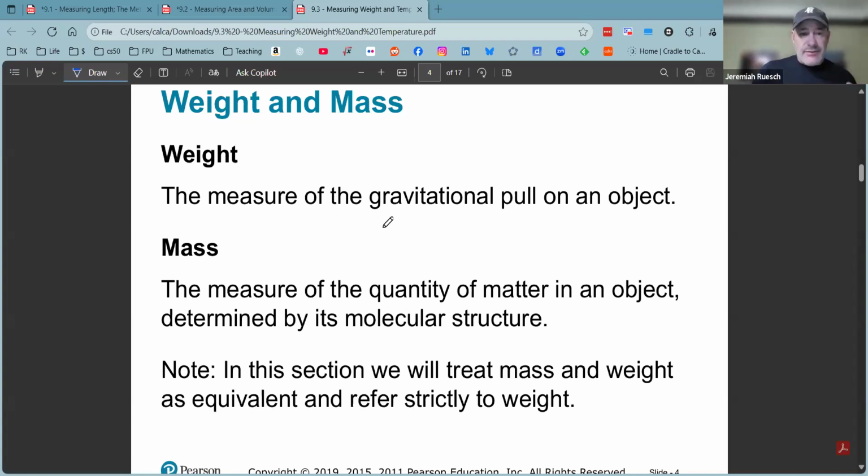Mass is the measurement of stuff, of how much stuff you have, typically referring to the quantity of matter and its molecular structure. Or let me say that a better way. How much matter you have is determined by your molecular structure. And that's the thing that determines what we call mass.